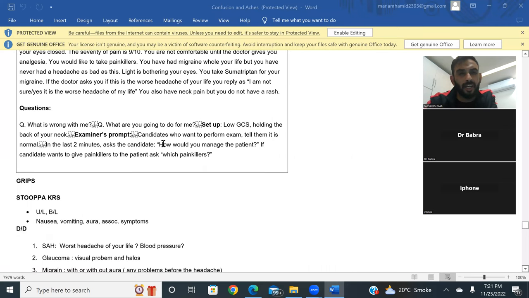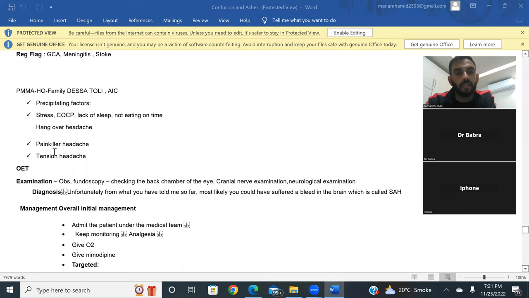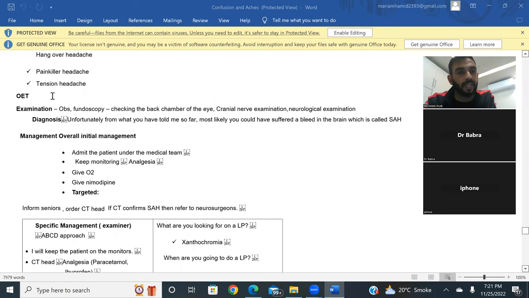Examiner prompt is: candidate who wants to perform the exam, tell them normal. Ask the candidate, how do you manage the patient? If the candidate wants to give the painkiller, ask which painkiller, because I'm going to tell you which painkiller. Again, asking the same question, no change. Past medical history, family history, you will be completing. You will be doing fundoscopy. You're not assuming that.